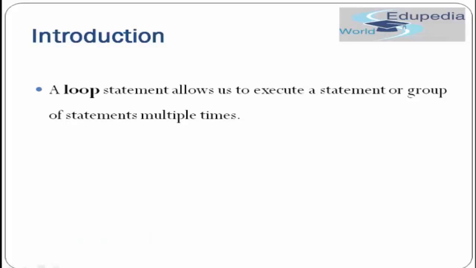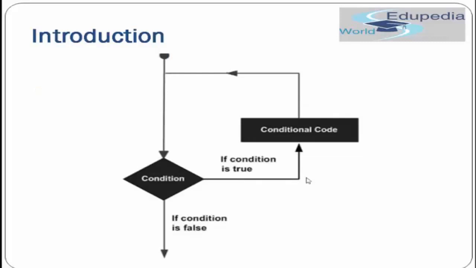Introduction. A loop statement allows you to execute a statement or a group of statements multiple times. So that means you can execute any group of statements multiple times. This is a diagrammatical representation of how a loop can be represented. You can see from the start point we have a condition. If that condition is true, then it goes to the conditional code. If it is false, then whatever is available after that code gets executed.